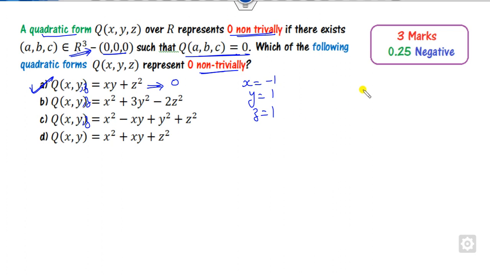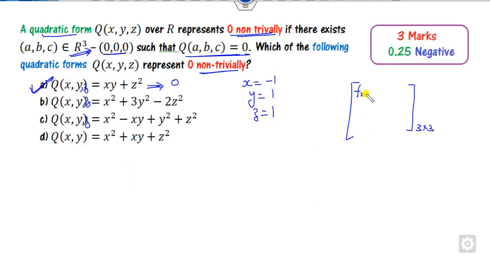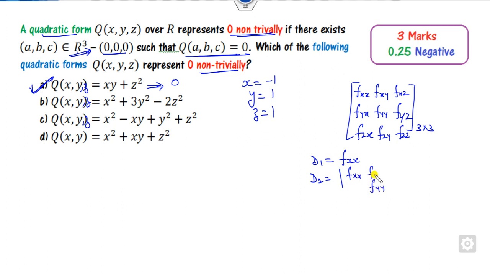But how can you do it in a general way? Again we will try the same as in the previous example. That was a 2 cross 2. In this case it's 3 variables, so it's a 3 cross 3. So I can write it this way: xx, xy, xz, yx, yy, yz, and zx, zy, and zz. What you can do is take the first value, D1. D2 is the first two elements of the diagonal, xy and yx, and D3 is the complete one.